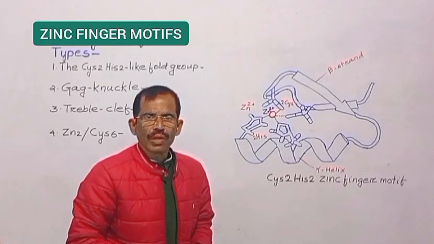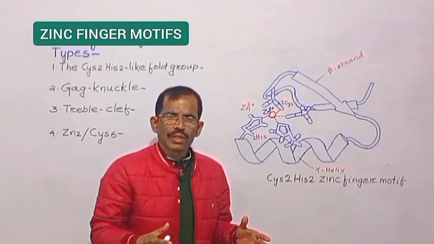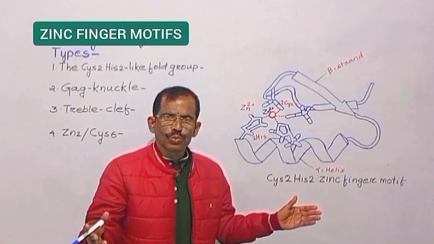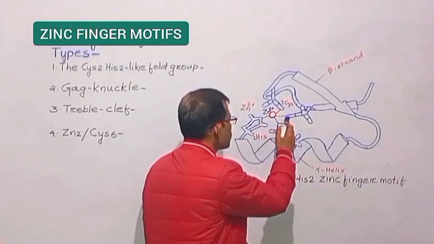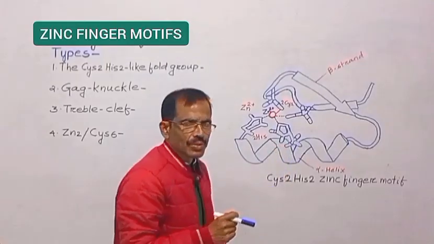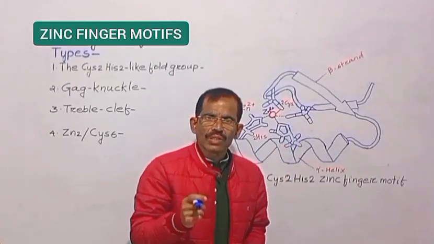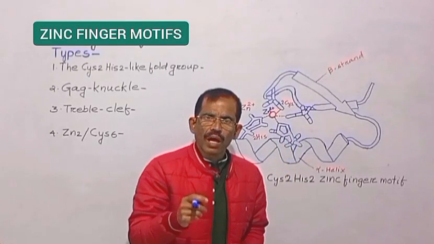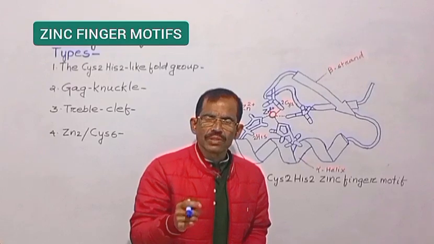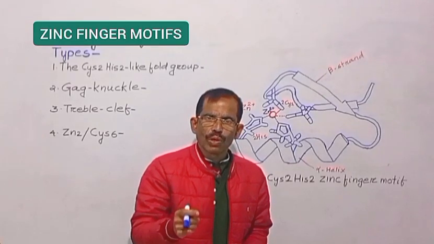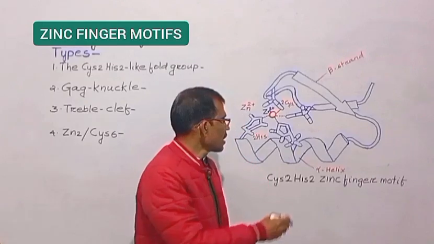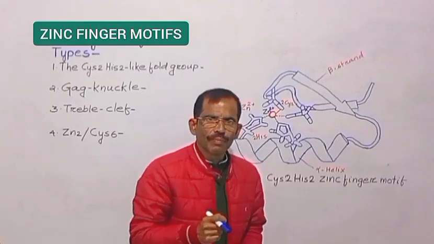Zinc finger is a small protein structural motif that is characterized by the presence of one or more zinc ions. The structure was discovered in the African clawed frog Xenopus laevis, in which the transcription factor 3A was found to have this type of folded structure.